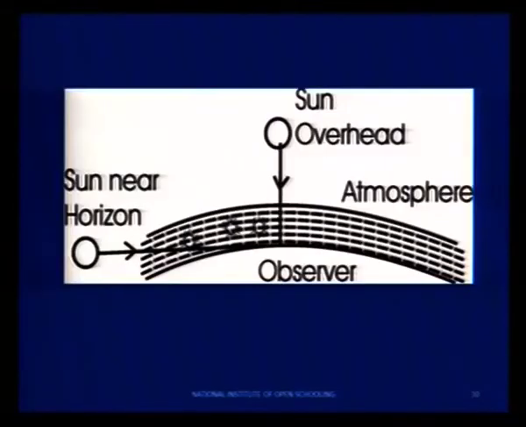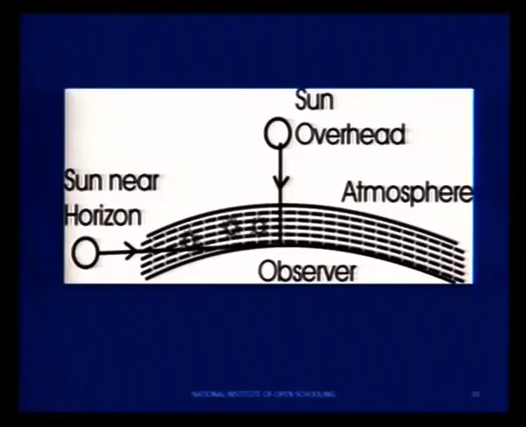Now, it can be explained. Consider that this is the atmosphere and the sun is very near to the horizon. When the sun is overhead, mostly all the colors of light are reaching, but at the time of sunset and sunrise this phenomenon occurs differently.